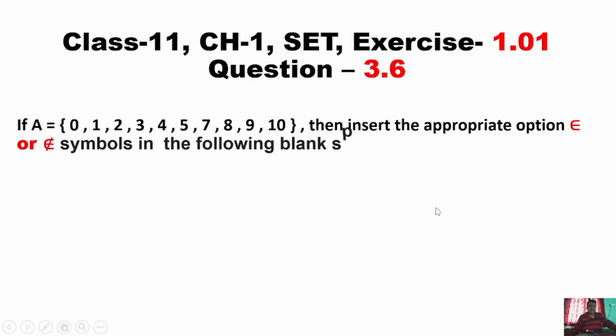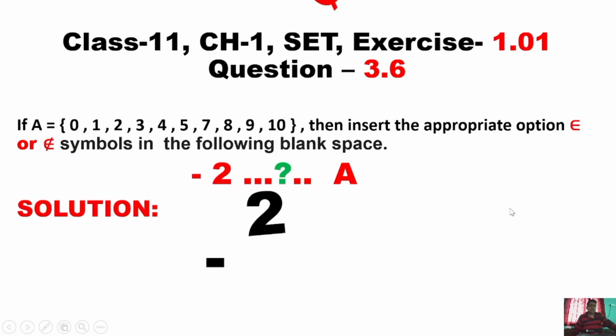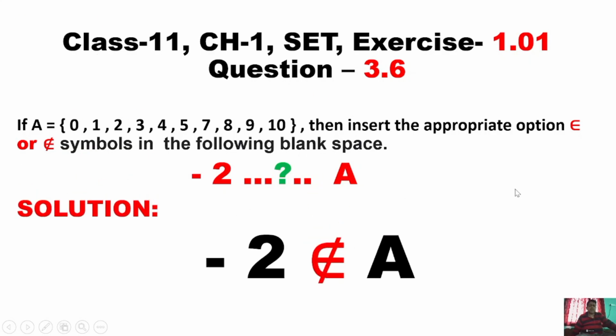Question number 3.6, exercise 1.01. Look here: minus 2 and A. Minus 2 is not an element of the set A, as there are no negative numbers in it. So minus 2 does not belong to A. By looking at the set, you can see this clearly.